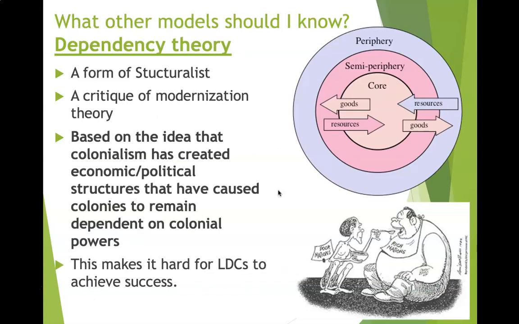The third name for this form of structuralist theory is called dependency theory, and it's a critique of the modernization theory, which is the Rostow theory. It's based on the idea that colonialism has created economic and political structures that have caused colonies to remain dependent on colonial powers. And this again keeps LDCs less developed and keeps MDCs at an advantage.